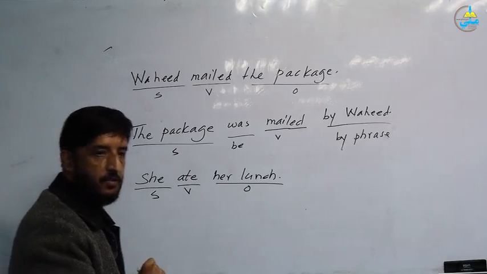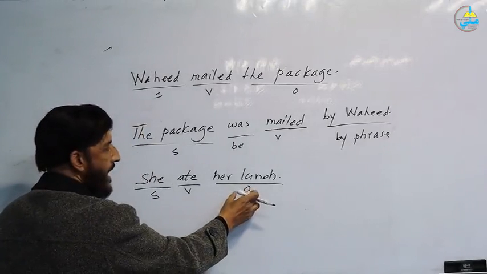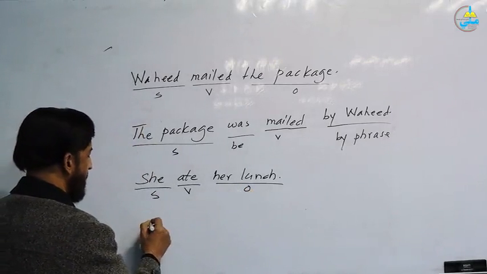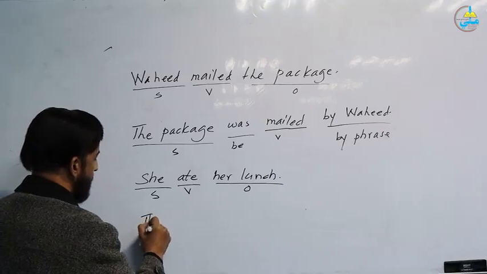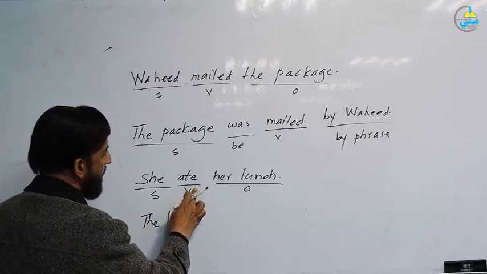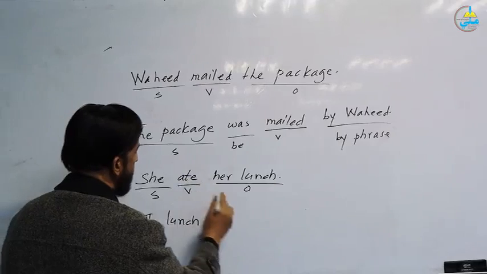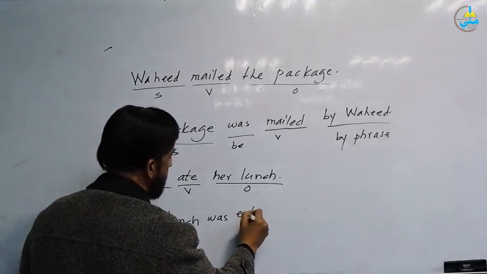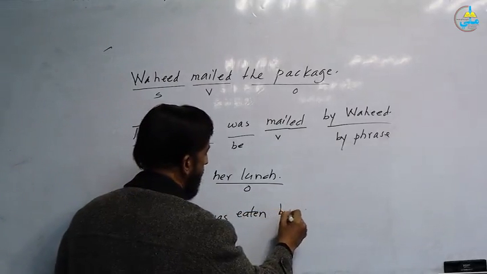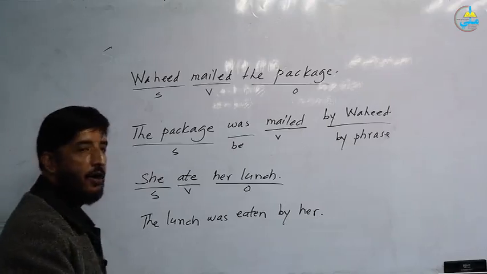So when we change it to passive, we make this object the subject of the passive sentence. What is it? The lunch. The verb is in the second form, so we use was. Was eaten. The third form, eaten, and then by her. The lunch was eaten by her.